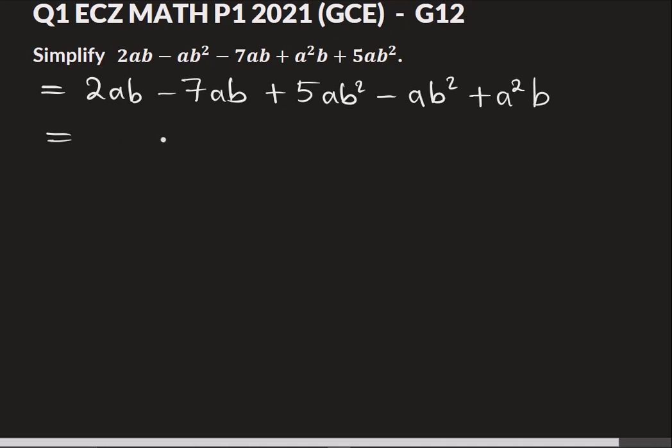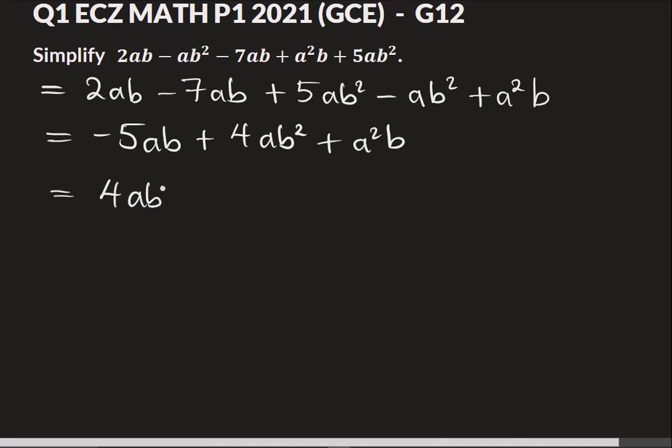Then next we do the arithmetic. 2 minus 7 is minus 5AB, 5 minus 1, that's 4, so that's 4AB squared. Then we put our last term there, A squared B. It will be okay for you to leave your answer like this, but it's a good thing to always put your positive answers at the start. So I'll write it like this, and this will be my final answer now.